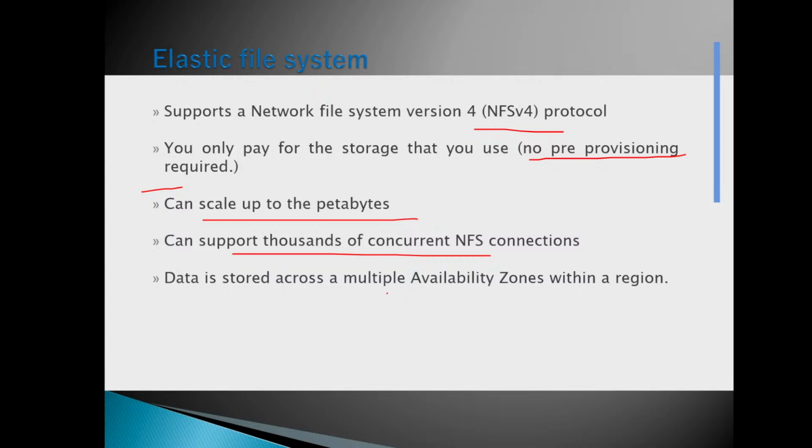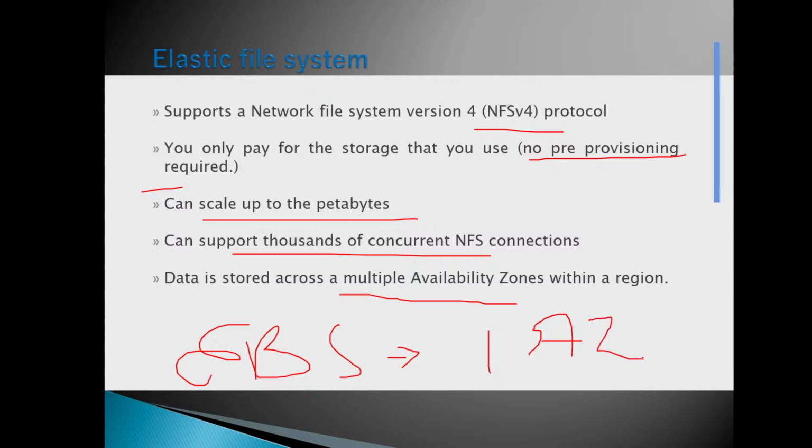Data is stored across multiple availability zones within a region. Now this is important. In EBS, the data is stored in a single availability zone, a single AZ. But in EFS, data is stored in multiple availability zones within a region. So we are not selecting the availability zone. It can be any availability zone. Read after write consistency. Any question here?